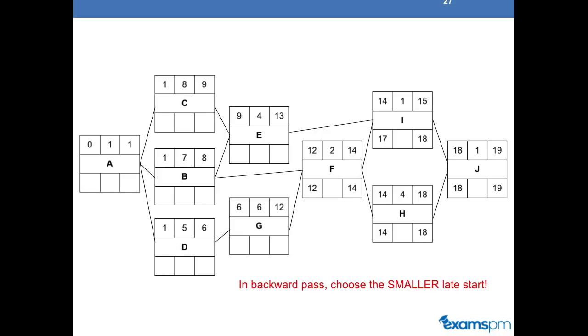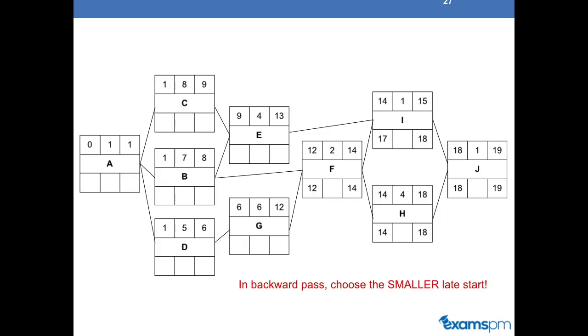I don't want you to just remember the rules, but I want you to understand why this logically makes sense. So feel free to pause the video for a second and think about this. Now, as we think back into the dependencies of our project, F has to be completed in order for I and H to start. So if F is finished at week 17, H cannot start until week 17. And thus, when we do the backward path, we're taking the smaller number in the late start date, because the previous activity has to finish in order for the next set of activities to start.